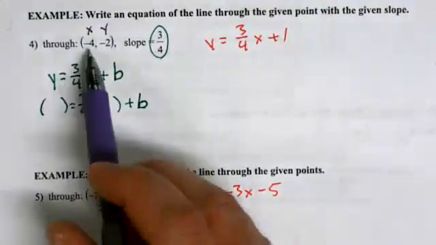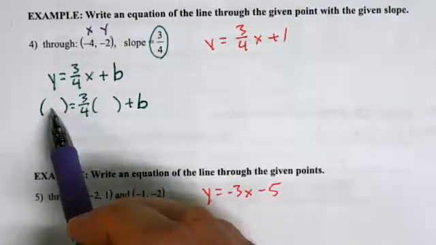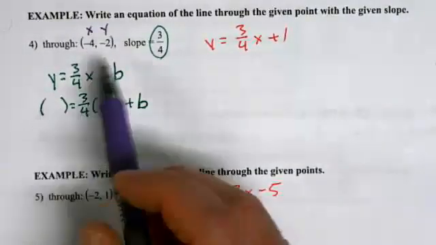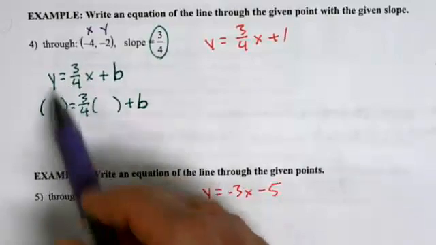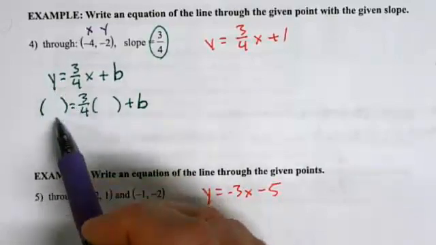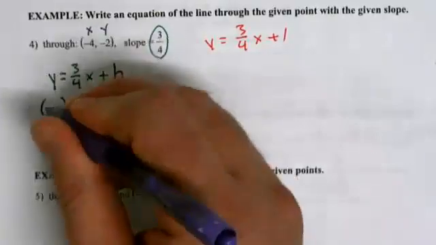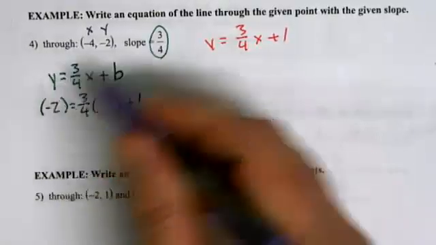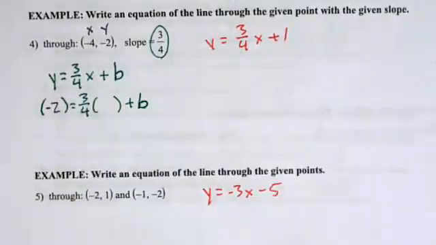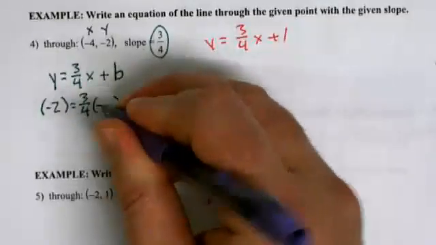Because the -4 comes first, so you want to put it in the first slot, right? But that's not right, because which one is the y? Which one is the y number? It's not -4, it's -2. The y value is -2, so that needs to go there, and the -4 needs to go over here.